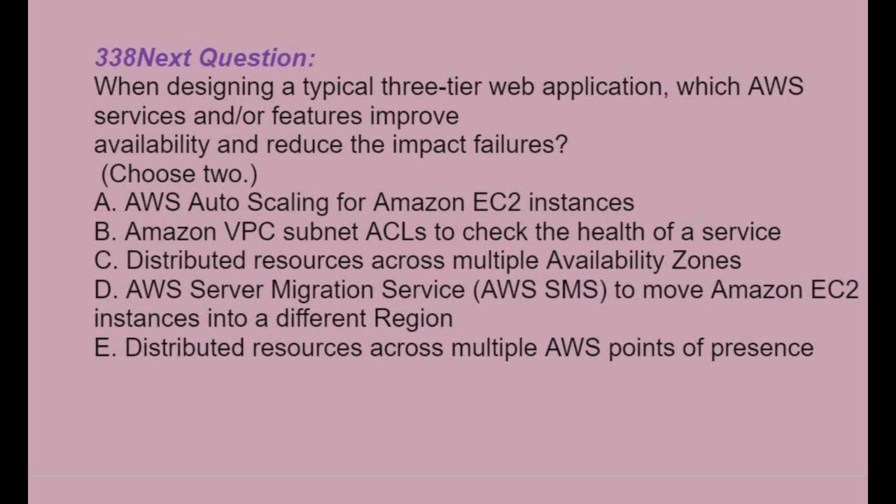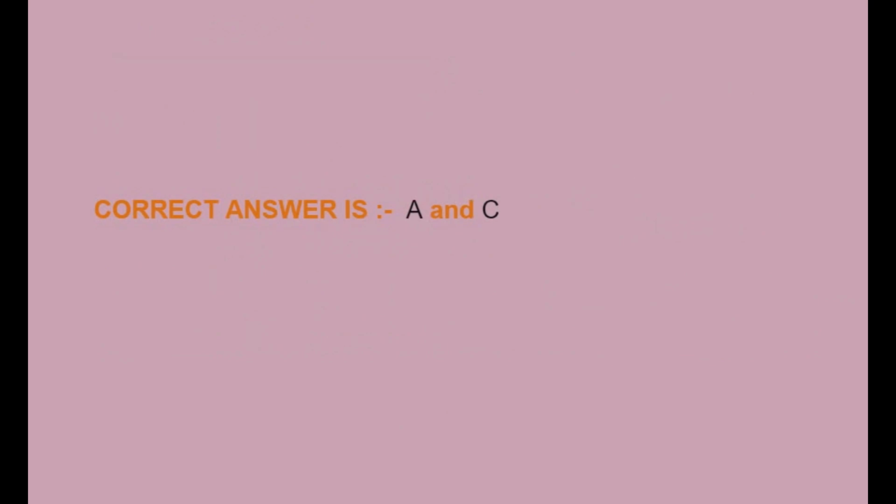Question is, when designing a typical three-tier web application, which AWS services or features improve availability and reduce the impact of failures? Choose two options. Option A, AWS Auto Scaling for Amazon EC2 instances. Option B, Amazon VPC subnet ACLs to check the health of a service. Option C, distributed resources across multiple availability zones. Option D, AWS Server Migration Service, AWS SMS, to move Amazon EC2 instances into a different region. Option E, distributed resources across multiple AWS points of presence. Correct answer is option A and option C.